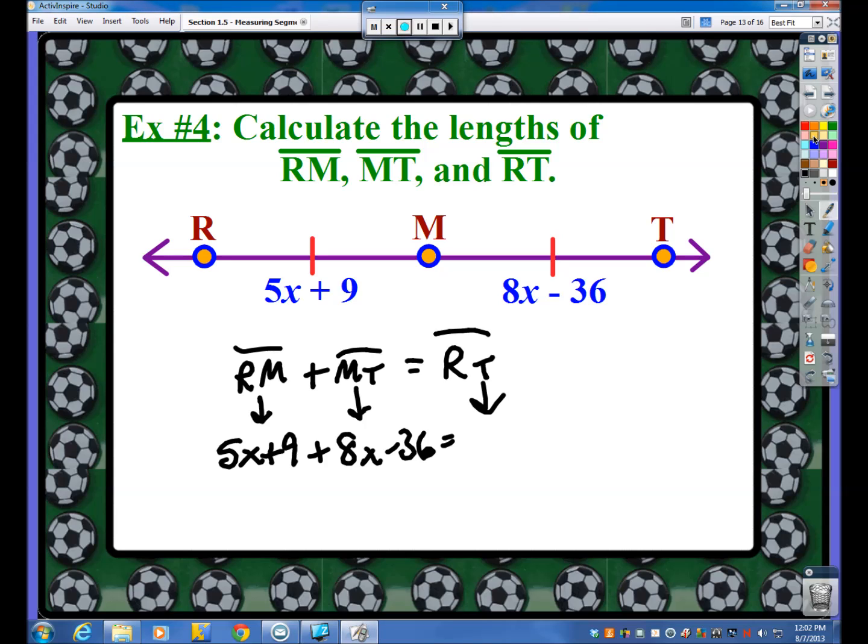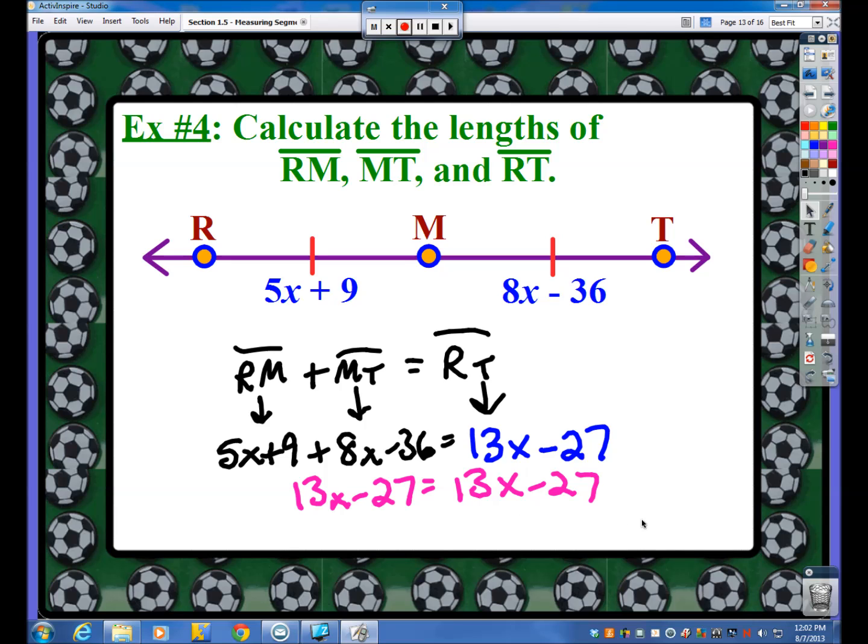Oh, well, this is easy. Watch this. RT, it's just these two things added together. So 5x and 8x, that's what, 13x? And plus 9 minus 36, that makes minus 27. Okay, so I can still do this problem, Mr. G. You're just full of it. All right, so let's add like terms over here. I've got 13x and 9 minus 36, that's minus 27. So I've got 13x minus 27 equals 13x minus 27.